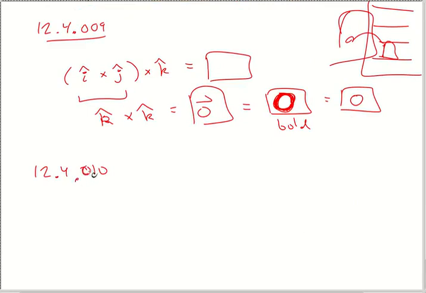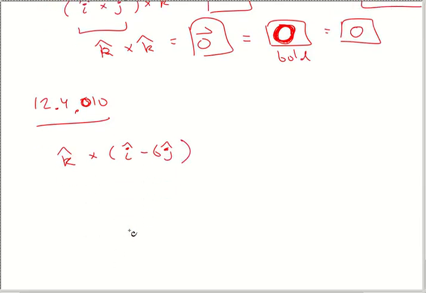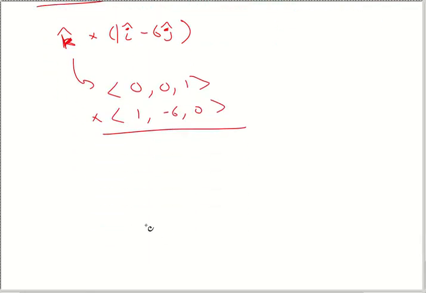12.4.010. So I have K component, though you couldn't see that from my wonderful handwriting, cross I minus 6J. Now, if you're thinking that perhaps there's some kind of thing going on here, like maybe there's a formula like up here, well, not really. What I'm going to do is I'm just going to do it the way it looks. What does K component look like in vector form? 0, 0, 1. Cross. You see these guys? That's a 1 right there. 1, negative 6, 0. I'll probably get an answer somehow, so let's try it.